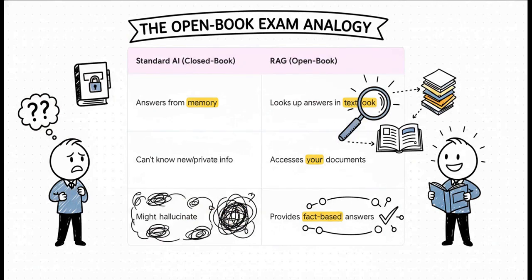So what's the fix? Well, the absolute best way to think about it is with this analogy, the open book exam. A standard AI is like a student in a closed book test. It only knows what it's already memorized. But with this technique we're talking about today, called RAG, we're basically giving the AI an open book. It can look up the facts in your documents before it says a word. This is huge, because it means it can use brand new info, and this is the big one, it's way less likely to just make stuff up.